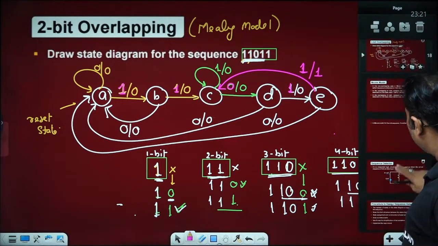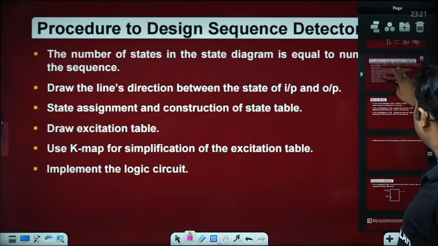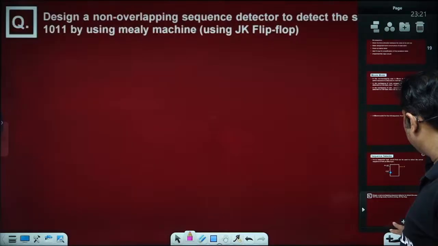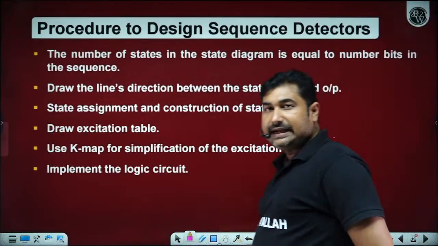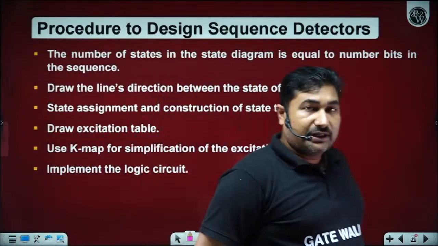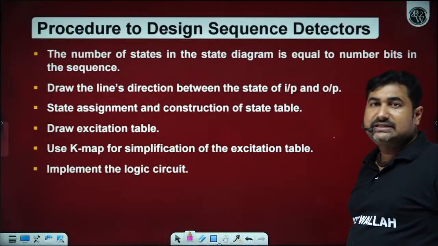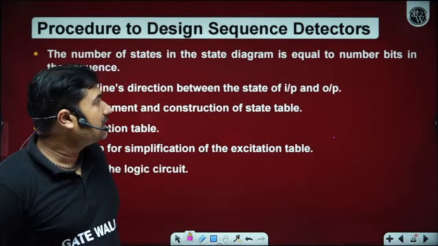Now let's try to design one sequence detector by using the Mealy model. And I am going to give you the opportunity to decide what sequence detector you want to design. First, if we want to design a sequence detector by using a Mealy or a Moore model, we have to follow a certain set of steps.